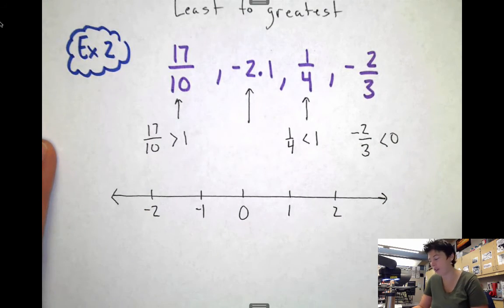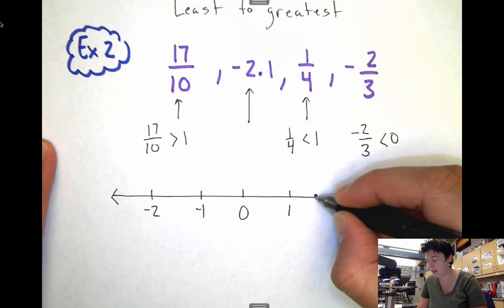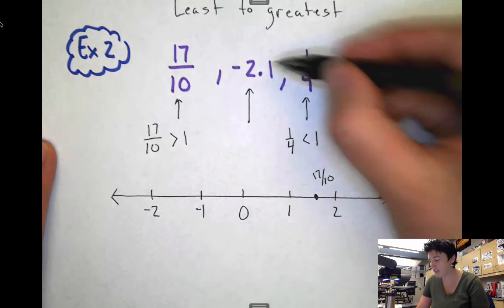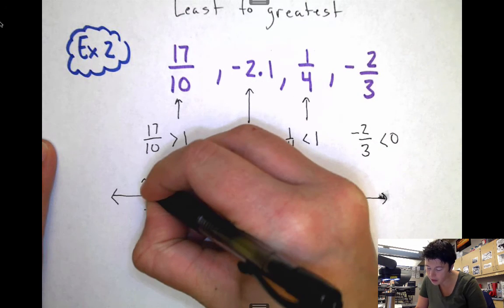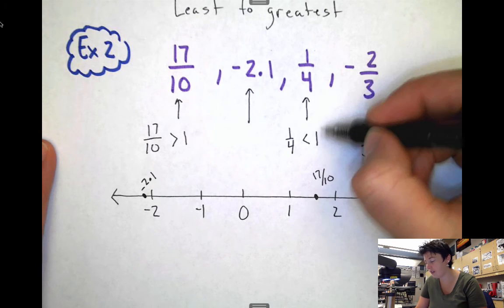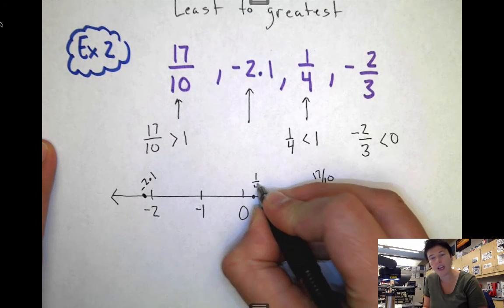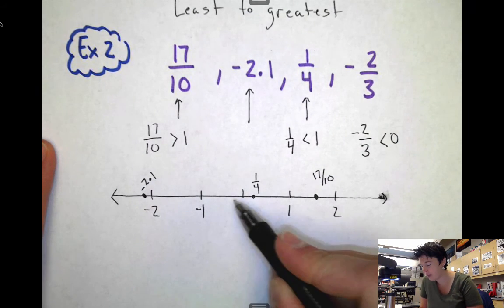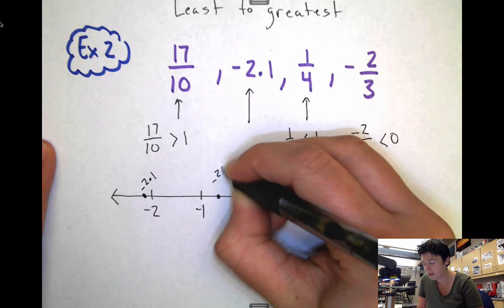Well, here's what I know. 17 tenths is greater than 1. It's somewhere out here. I don't know where at all, but I know it's somewhere over here. Negative 2.1, well, here's negative 2, so negative 2.1 is right next to it. It's going to be right there. 1/4 is very close to 0. It's less than 1. 1/4 would be right about here if I had to estimate. And negative 2/3 means I'm to the left of 0 and I'm between 0 and negative 1. I'm right here somewhere.